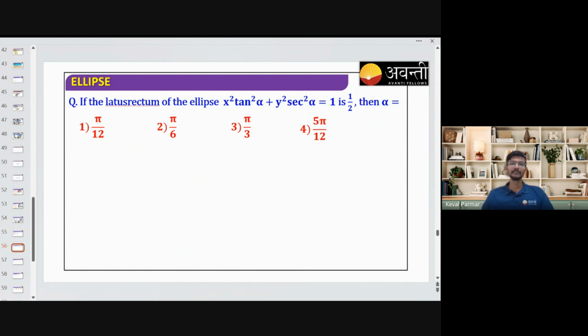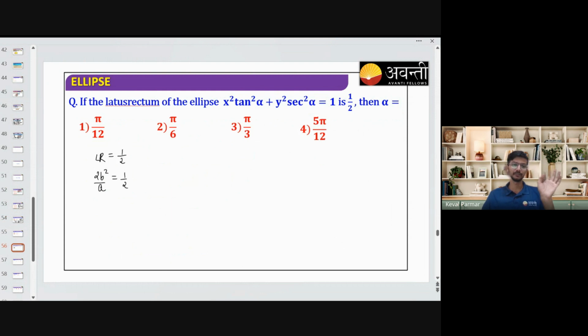The length of the latus rectum is given as half. What is the length of the latus rectum, guys? It is 2b square by a, given as half. Now get the values of a and b and substitute them here. How to get the values of a and b, guys? You have to compare the equation of the ellipse with the standard form.